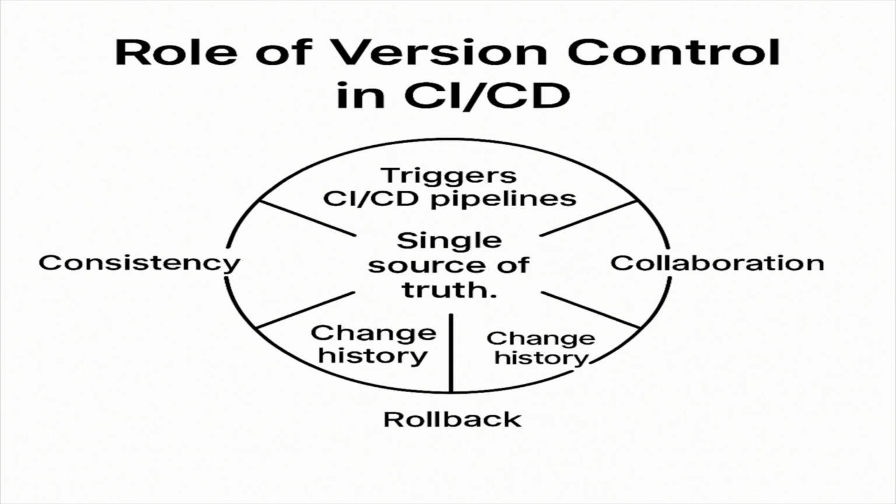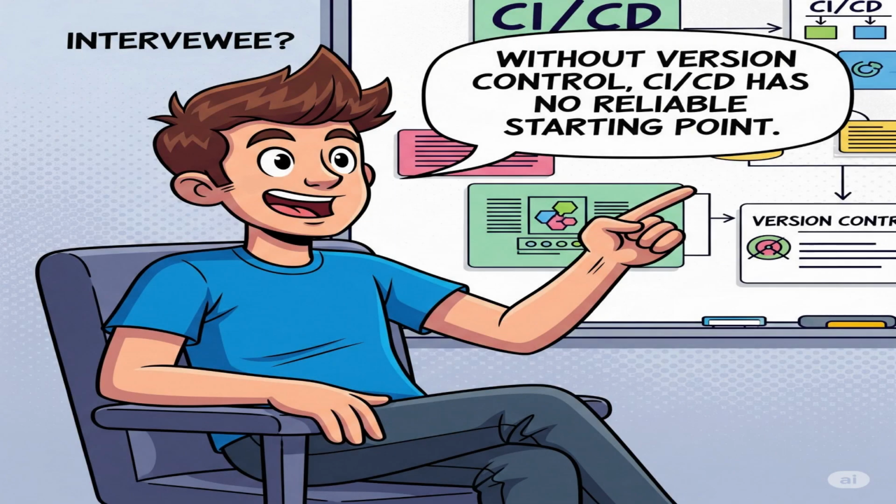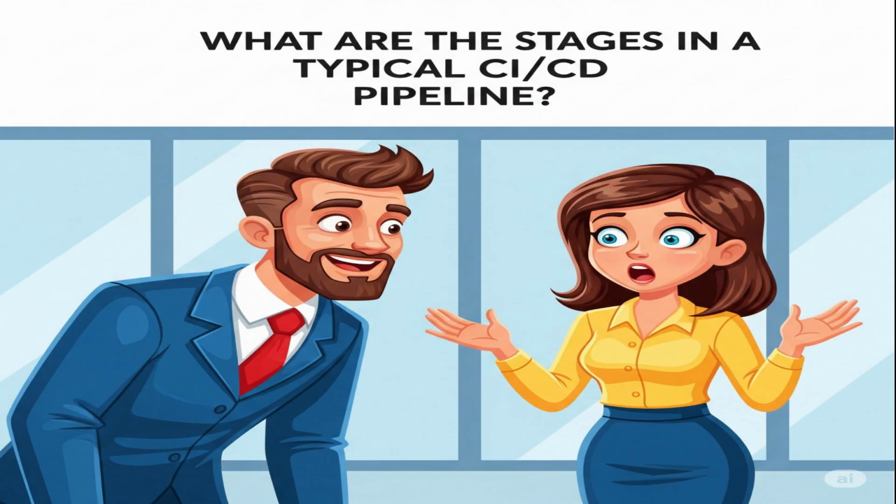Fourth point is, it tracks history, changes, and who did what. Fifth point is, it supports rollback if something breaks. Sixth point is, it ensures consistency across the environments. So to conclude it, we can say that, without version control system, CI/CD would have no reliable starting point. Let's move to the next question.